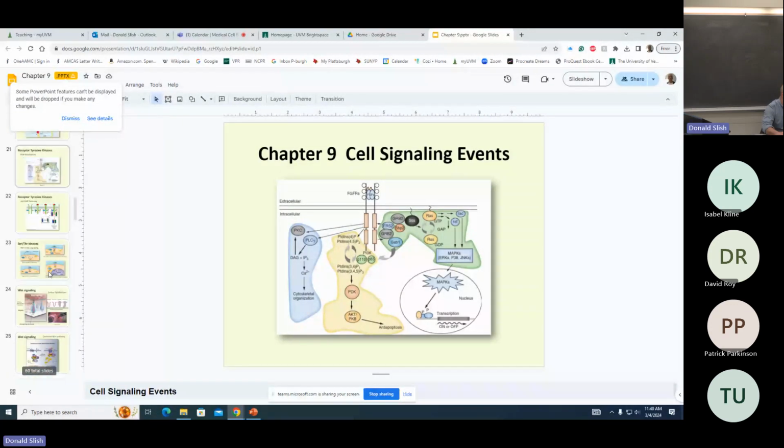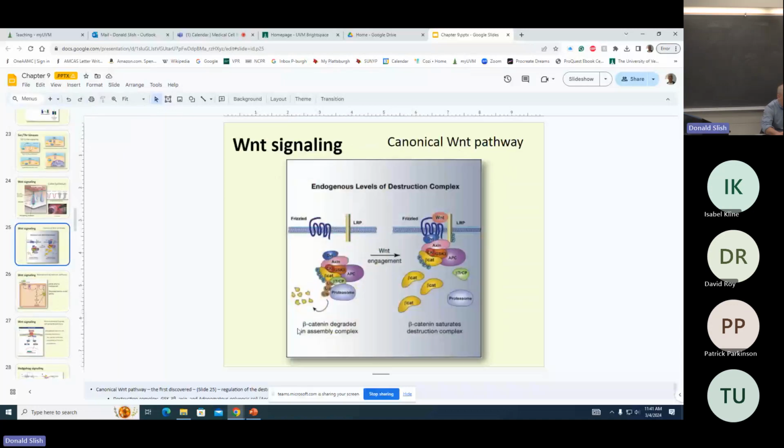If you go back to the Wnt mechanism, okay, remember this? Beta-TrCP, this is an E3 ligase. So this is what we're talking about, an enzyme like this. So remember back here, we phosphorylated and then ubiquitinated beta catenin and it got degraded by the proteasome.